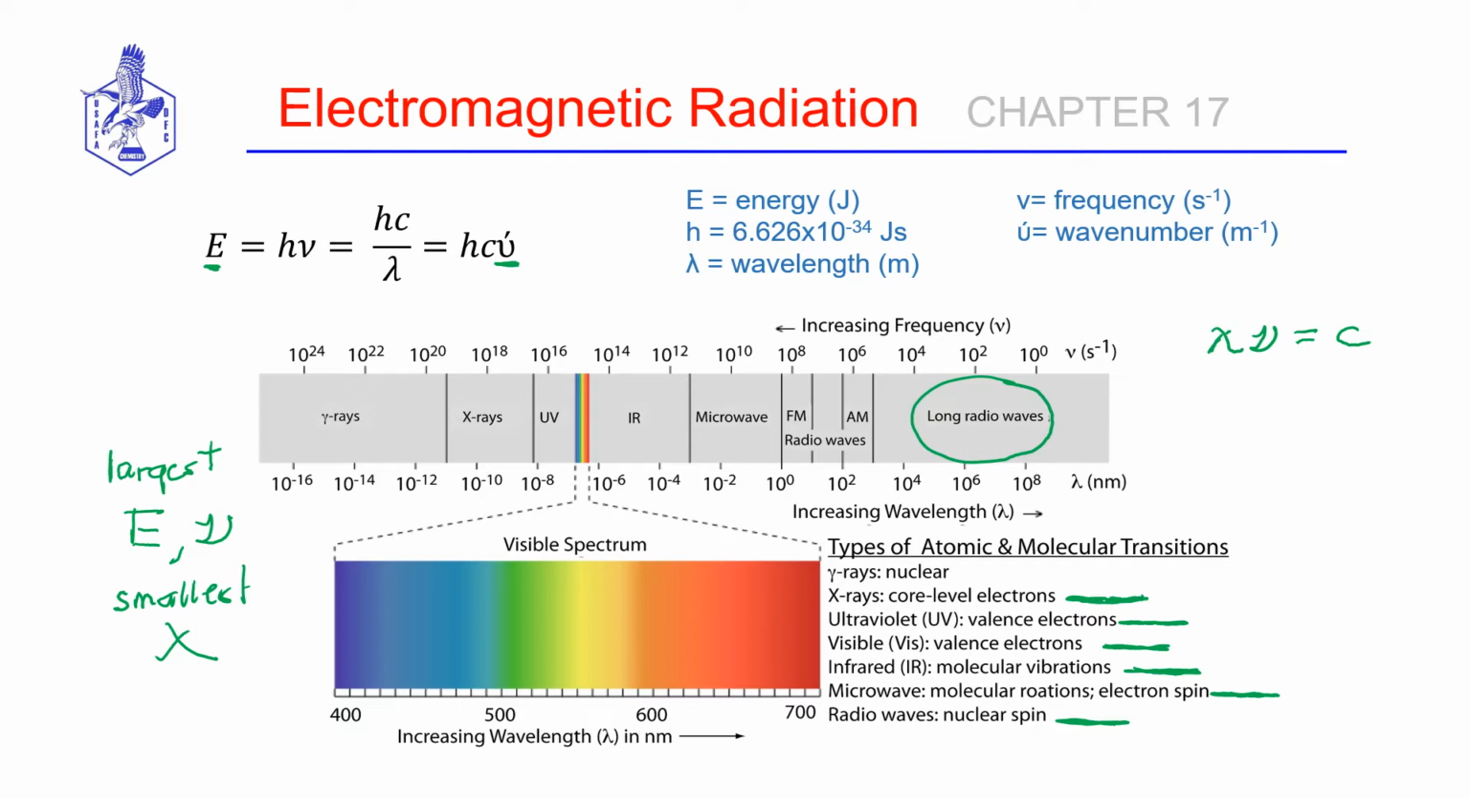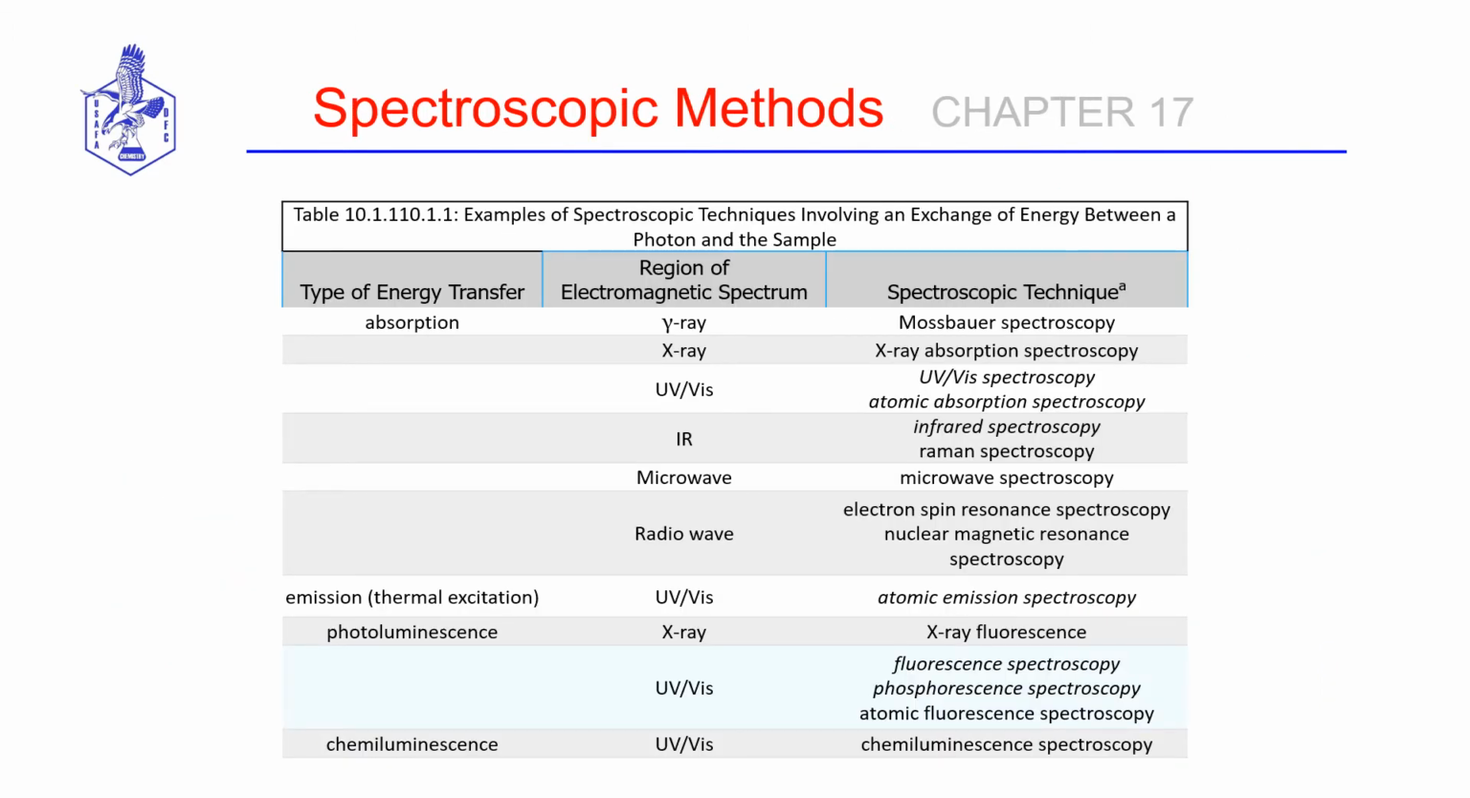So we have spectroscopic techniques that have been developed for the interaction of light with matter in all of these regions of the electromagnetic spectrum. This is a nice summary of all the instrumental methods of analysis that have been developed to study the interaction of light with matter in different regions of the electromagnetic spectrum and involving different phenomenon of that interaction of light with matter. Starting with our absorption techniques.